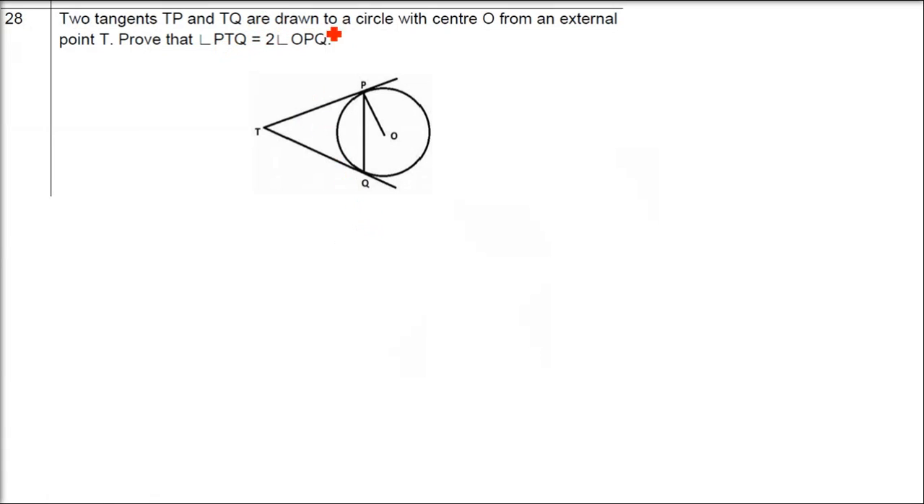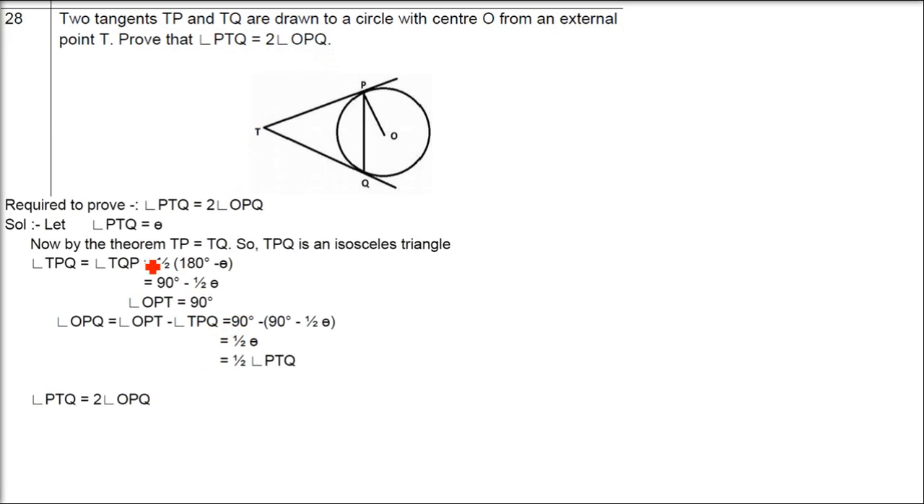Two tangents TP and TQ are drawn to a circle with center O from an external point T. Prove that angle PTQ equals twice angle OPQ. So the solution is in front of you. This is exactly how you are going to write.